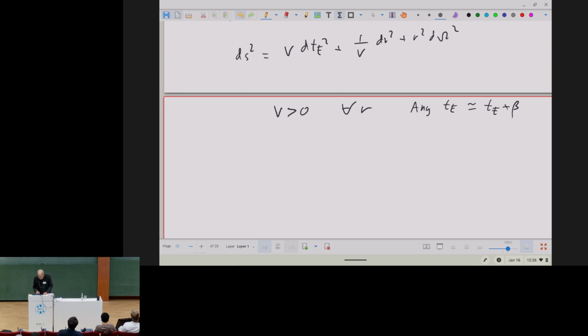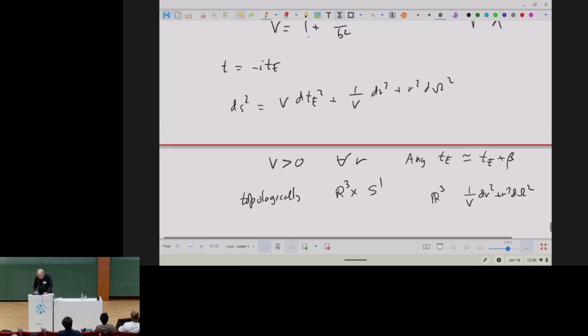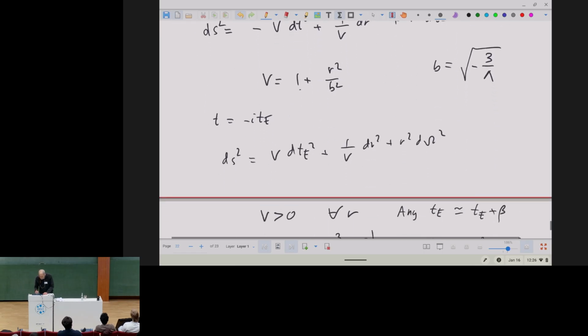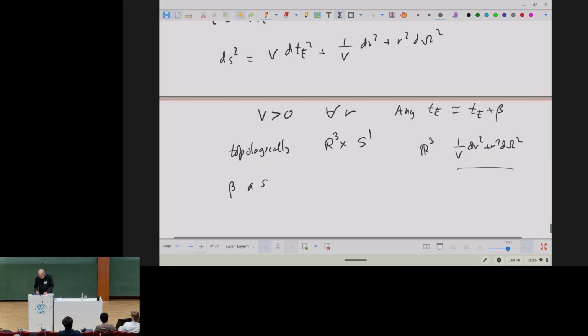And so topologically, it'll be R^3 times S^1, where the R^3 doesn't have the standard flat metric. The metric is 1 over V times dr squared plus r squared d omega squared. But because V is 1 near r equals 0, as we see here, this is a smooth metric on R^3. Near r equals 0, it looks like the standard flat metric in spherical polar coordinates. So beta is a sort of temperature parameter.